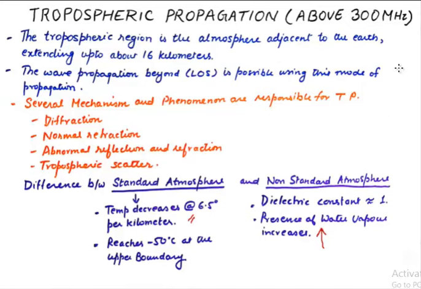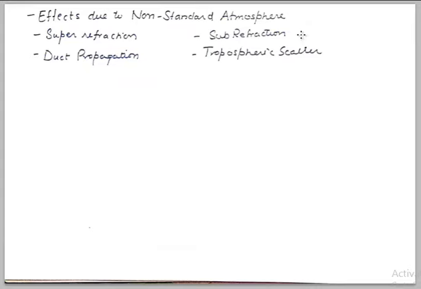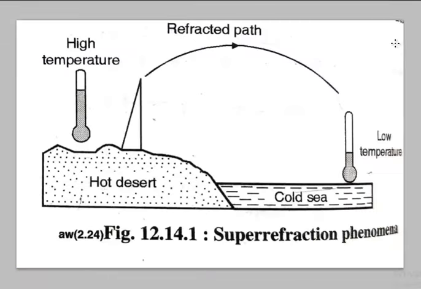So that brings us to the phenomena of abnormal reflection and refraction. And some effects due to the non-standard atmosphere conditions are super refraction, sub-refraction, duct propagation, and tropospheric scatter. That is the classification of phenomena which fall under the category of tropospheric propagation. So let's see those one by one.